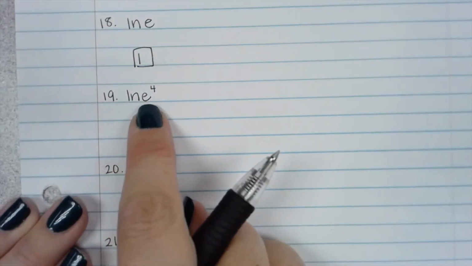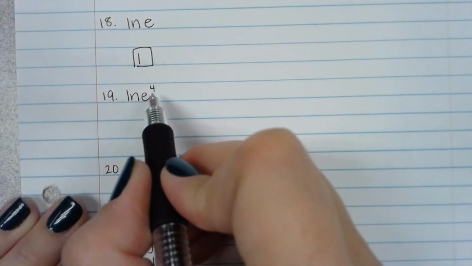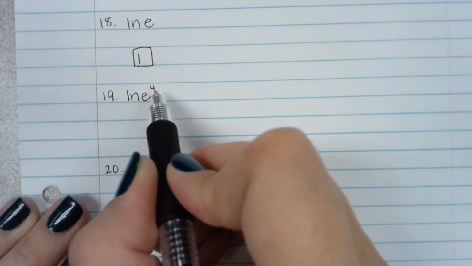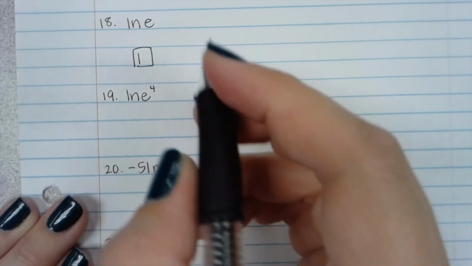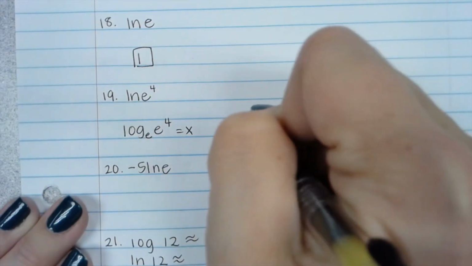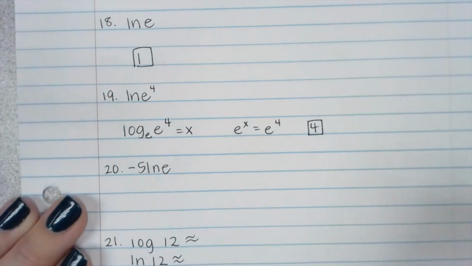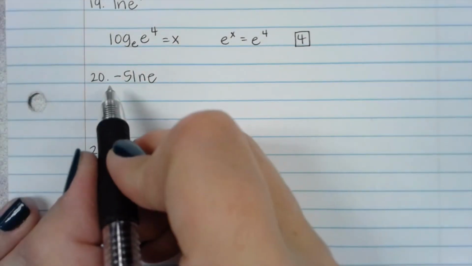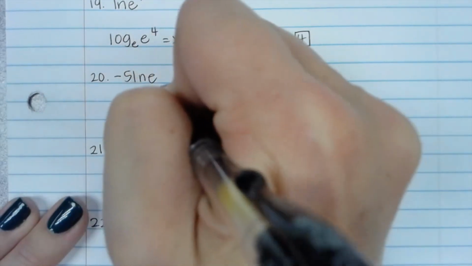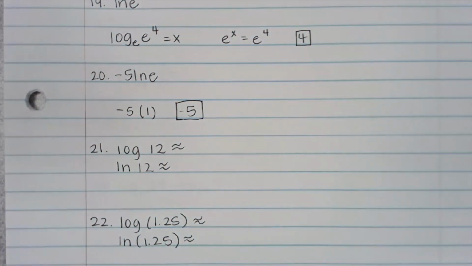That means that if you have ln e to the 4th, there's a couple different ways you can handle figuring out what this is. You know that ln e is always equal to 1. I guess it would probably make more sense to do this: ln is the same as log base e. And so this is saying e to what power is the same thing as e to the 4th. And so the answer for that would be 4. On this one, you know that ln e is equal to 1. So this is going to turn into -5 times +1, which is going to give you -5 as your answer for question number 20.